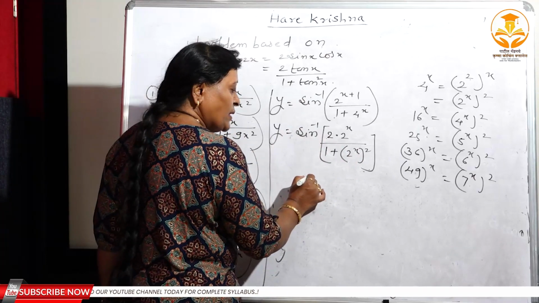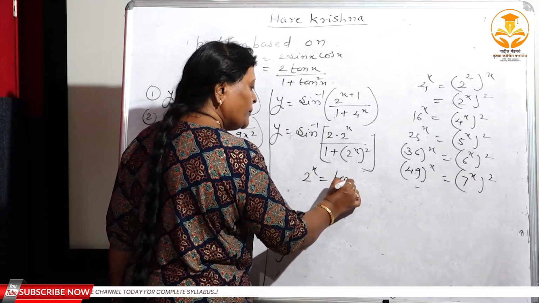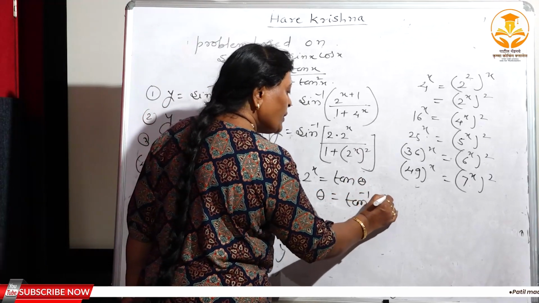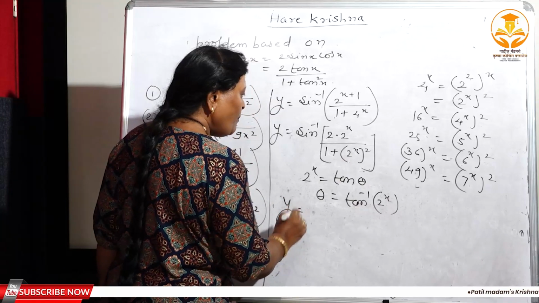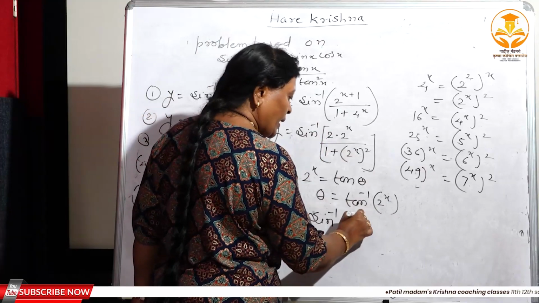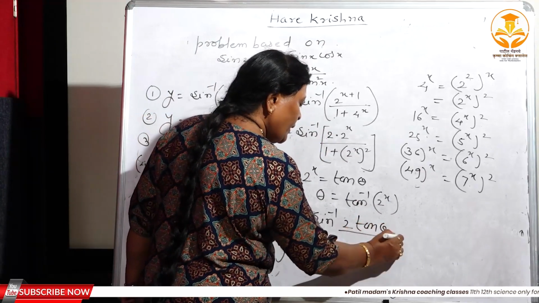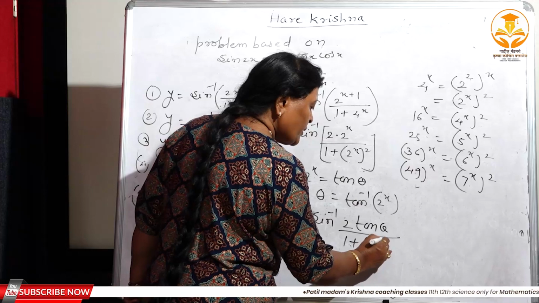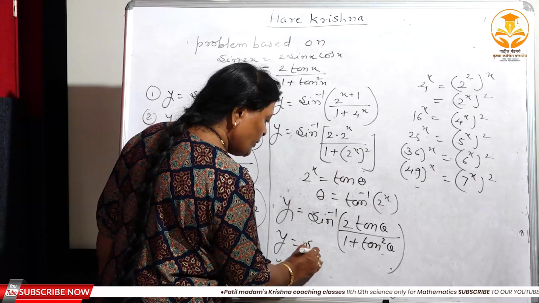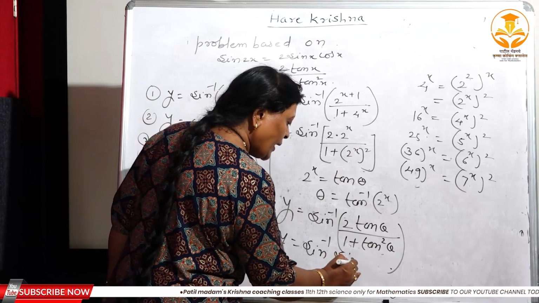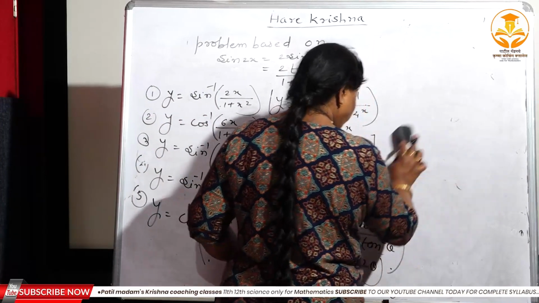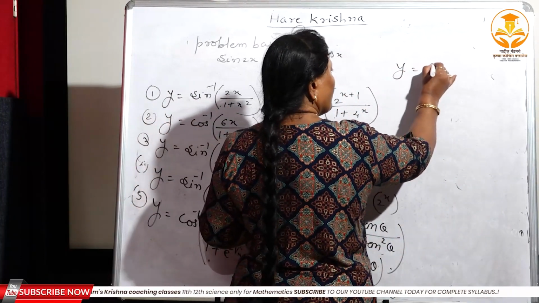Now here again you can substitute 2 raised to x is equal to tan theta. Therefore, theta is equal to tan inverse of 2 raised to x. Again you have got the formula. y is equal to sine inverse. Again 2, see, 2 raised to x you can write as tan theta divided by 1 plus tan square theta. Here again the formula of what? Sine 2 theta. This is the formula of sine 2 theta. Again sine inverse sine gets cancelled. What remains here? y is equal to 2 theta.